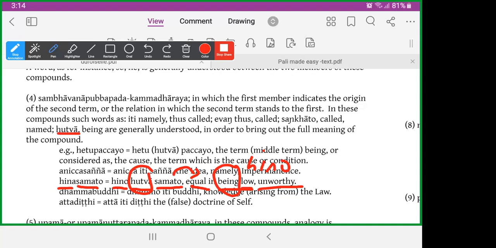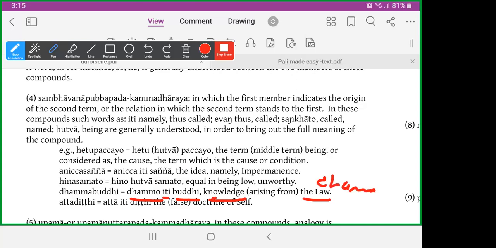Okay. So this means every time you see this sambhawana, like hetu pachayo, anicca sanya, hina sama, you just have to break this word. You have to break it by putting something in between, iti and then this one. Okay. So this one, dhamma buddhi. So when you break it, it becomes dhammo iti buddhi. Buddhi is the knowledge arising from the law. Law is dhamma here.